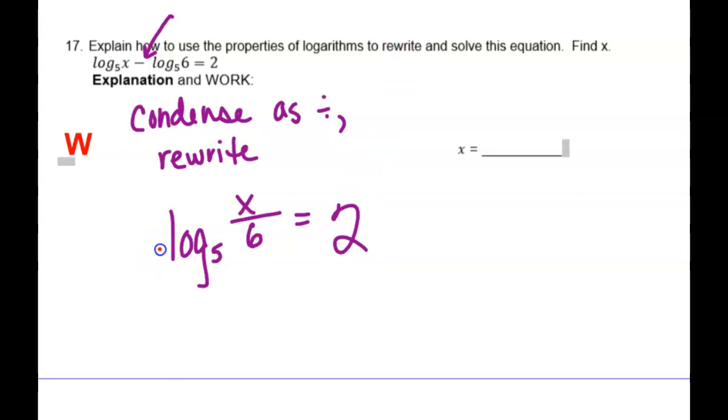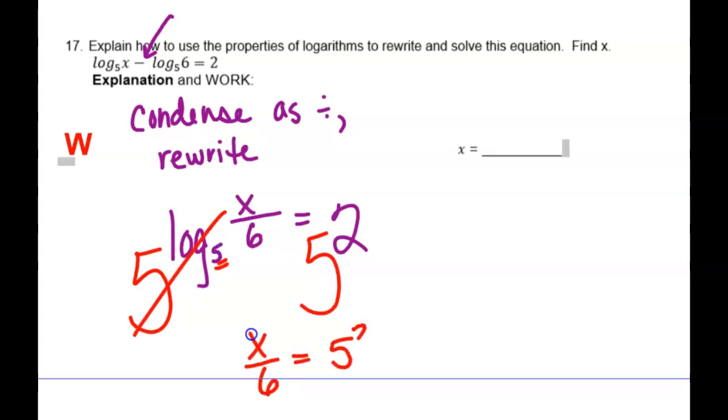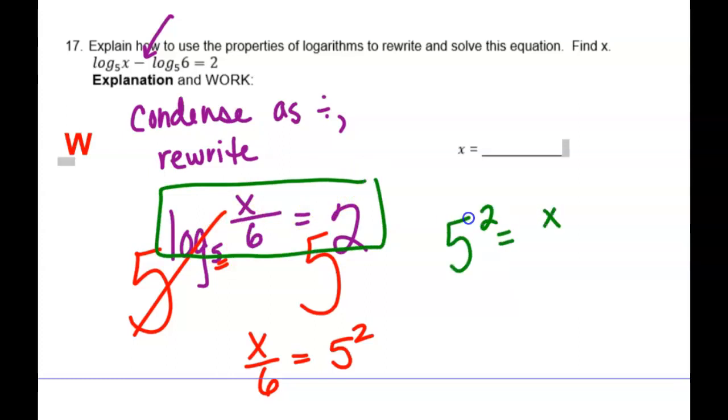If you like this method better, it is a base 5. So you can put a base 5 here and here. This will undo, and you'll get x over 6 equals 5 squared. My method would have said, this is what it means, 5 to the 2nd power equals x over 6, but it's the same thing. This is 25, and to get rid of the over 6, you multiply. Question?